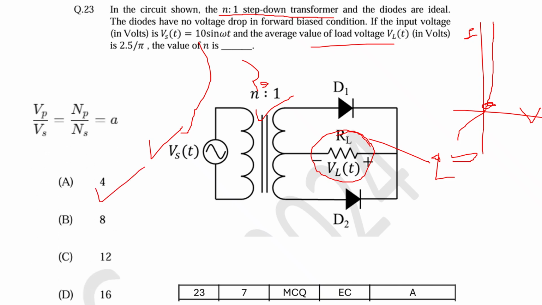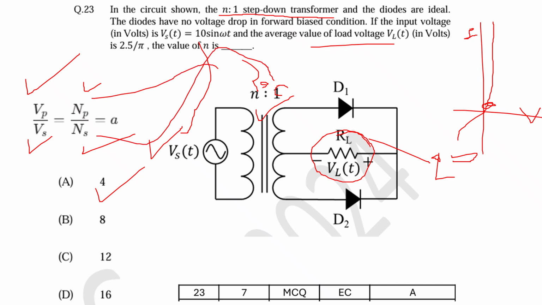Before going ahead, let me tell you about the basic transformer. V primary divided by V secondary is equal to N primary divided by N secondary. So you can rewrite it like V1 by V2 is equal to N1 by N2. Here the number of turns on the right side, that is N2 or Ns, is 1 and Np is your N. So this is the question, you have to find out the N.